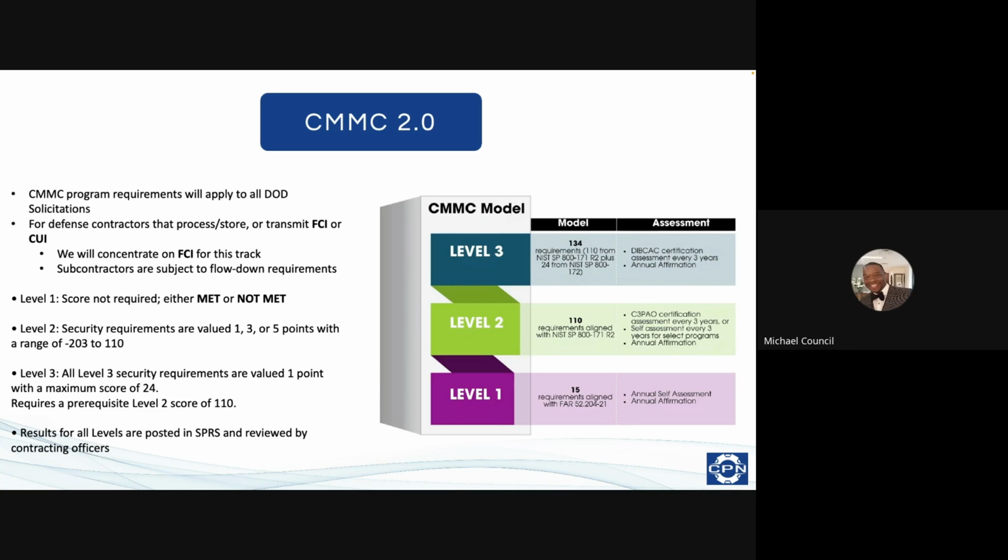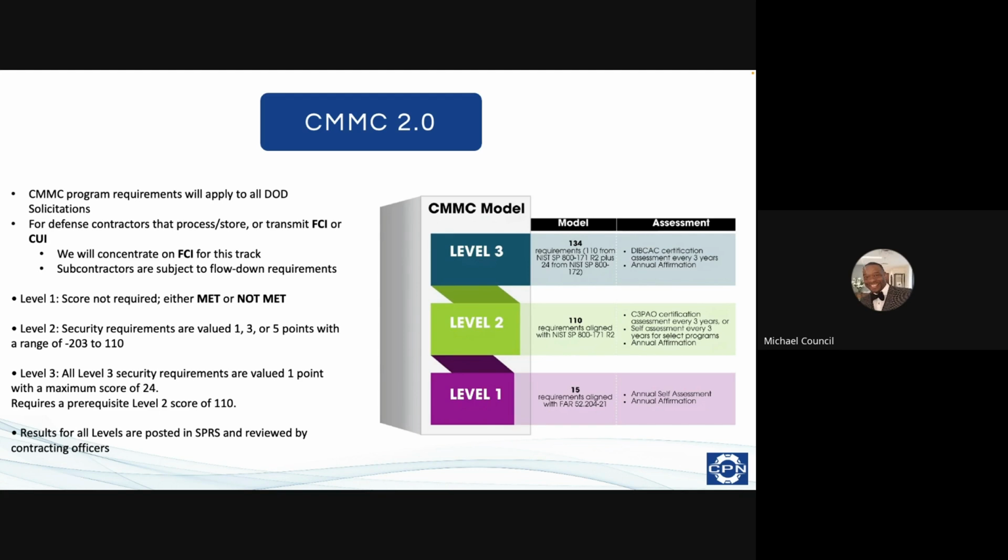Level 2 is going to be for controlled unclassified information. That's going to be an assessment. And you see the score ranges from -203 to 110 points, you've got to get 88 points, or 88%, and the practices are valued at 1, 3, or 5. So that's when you're going to put your score inside of the Supplier Performance Risk System at that point.